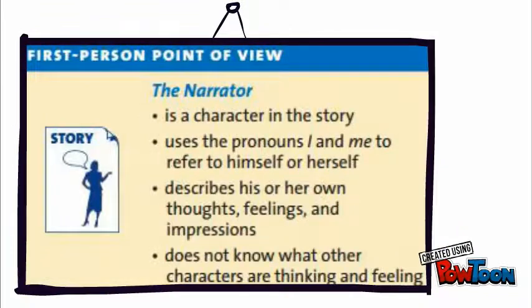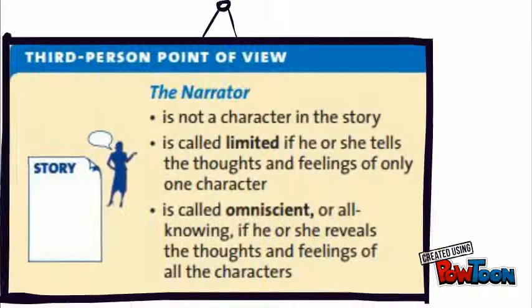First-person point of view is when the narrator is a character in the story. You can tell because of the use of first-person pronouns such as I and me, and the character is usually describing themselves. Third-person narrator is when the narrator is not a character in the story. It can be limited or omniscient.